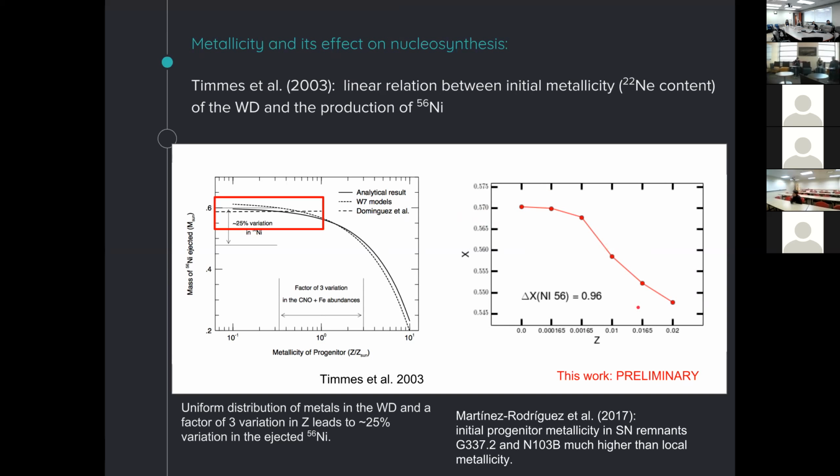When I did my run, I looked at the current value of solar metallicity, and I found that quite recently it has changed to 0.0165. When this paper was produced, solar metallicity was 0.02, and so the graph on the right here actually starts at the edge of this red box, and so the 25% variation that was found by Timmers in 2003, we don't actually investigate further than here on this plot.